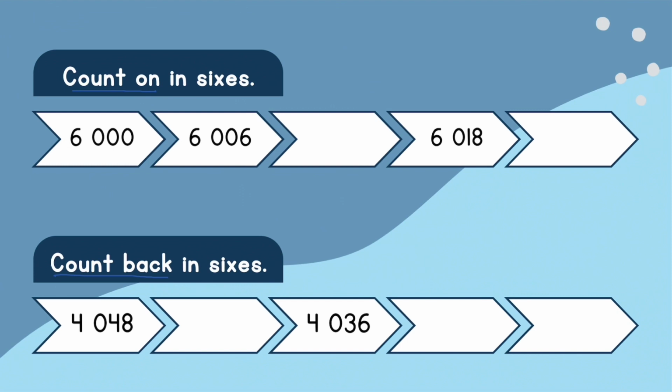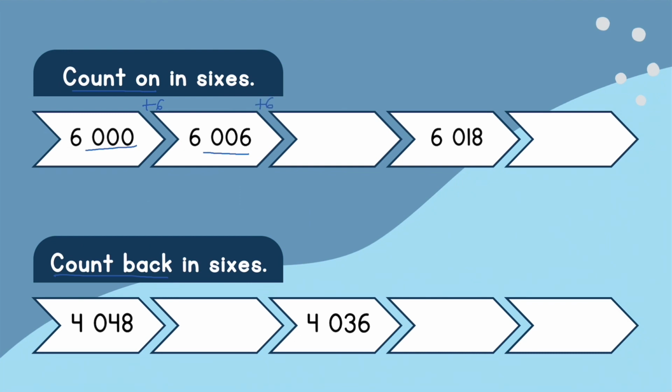So now let's look at the example. First one, we have count on in 6. As I told you earlier, count on means forward, but this time you need to count on forward in 6. That means you need to add 6 to each number that we have. So let's look here. As you can see, the first number here is 6000, and then it will plus 6 to become 6006.